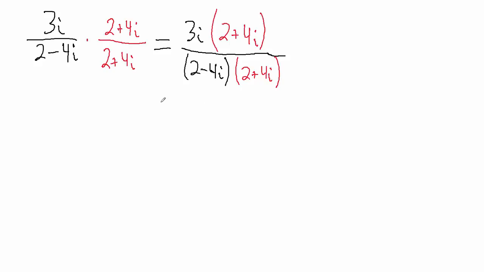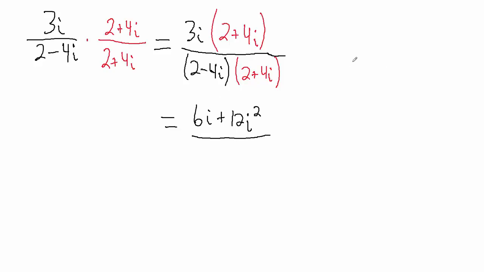Okay. Now on the top we're going to distribute the 3i, so when we do that we get 3i times 2, which is just 6i, and then we have plus this 4i times this 3i. So 4 times 3 gives us 12, and then i times i gives us i squared, and we'll come back to that later. Now what happens on the bottom?